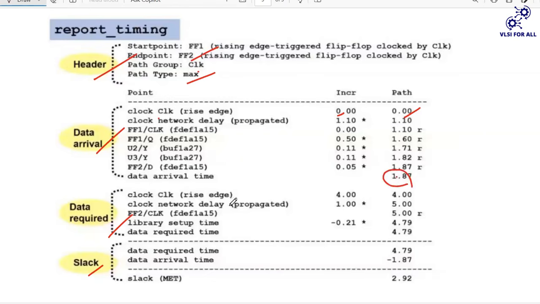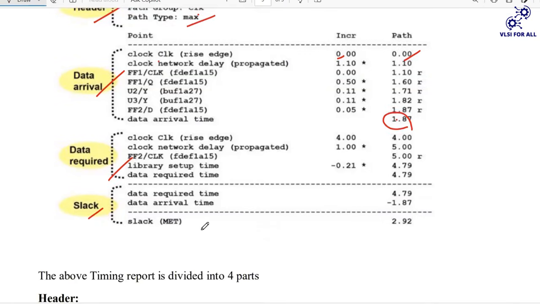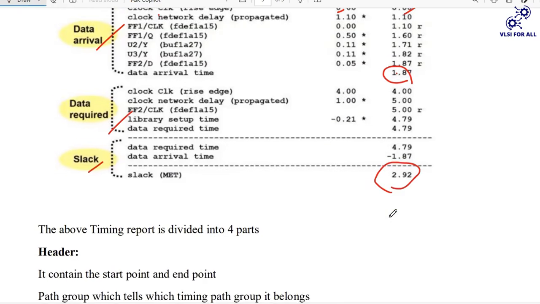Required time is clock period 4.0 and the clock network delay 1.0, so 5.0. Library setup is minus 0.21. So the addition of 5 minus 0.21 is 4.79. So 4.79 minus 1.87 is 2.92. It is the slack. If the required time is less than the arrival time, the setup is violated. So here the setup is met, because the required time is greater than the arrival time.